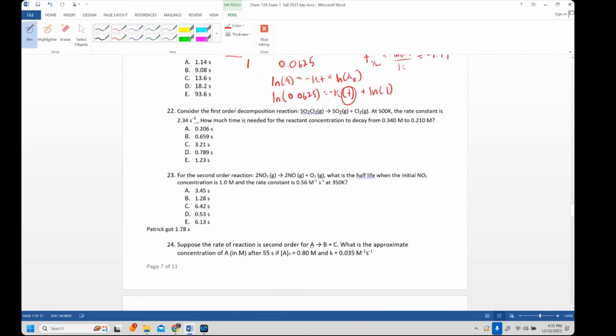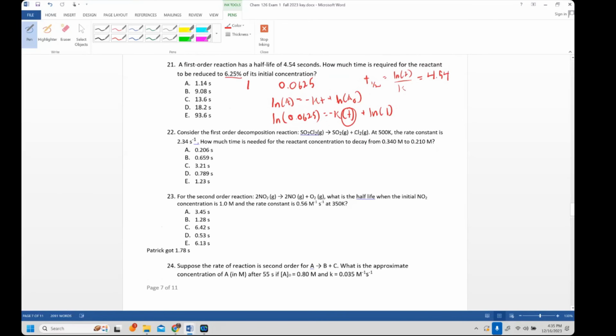All right, number 22. Consider the first order decomposition reaction. At 500 Kelvin, the rate constant is 2.34. So it's first order again. So we know the rate constant, so automatically we know the half-life. We can use that as well. How much time is needed for the reactant concentration to decay from 0.34 to 0.12?